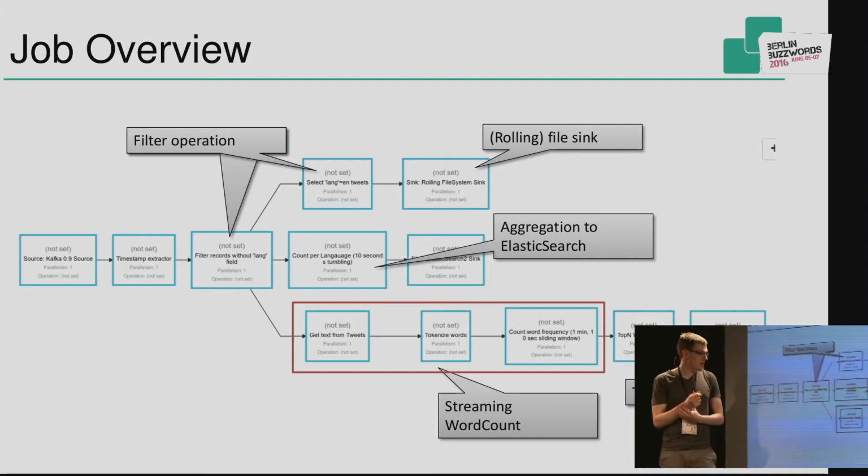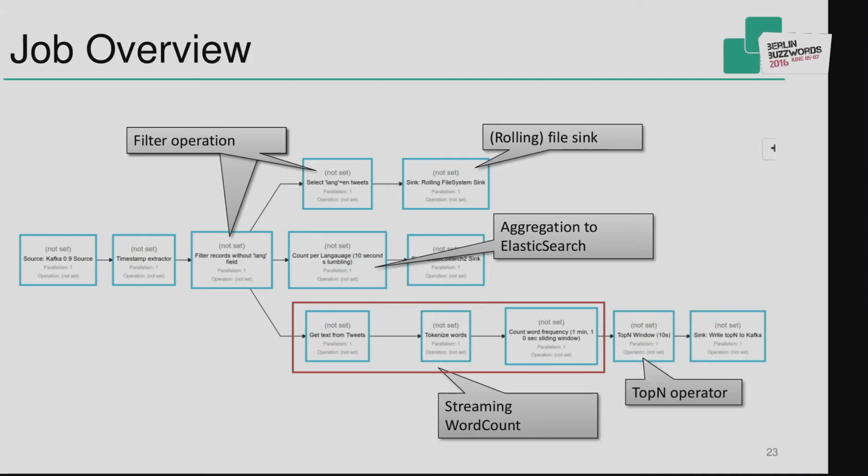And the last job here, or the last part of this job, is doing a streaming word count. So I'm extracting only the text field from the tweet, to get just a string, not this full JSON with all the user data, location, and so on from Twitter. Then I'm tokenizing the words, so I'm taking this whole text string and splitting it into individual words into a Tuple2. So (word, 1) is just a classical word count you know from MapReduce. So this is basically the mappers, and this is the reducer.